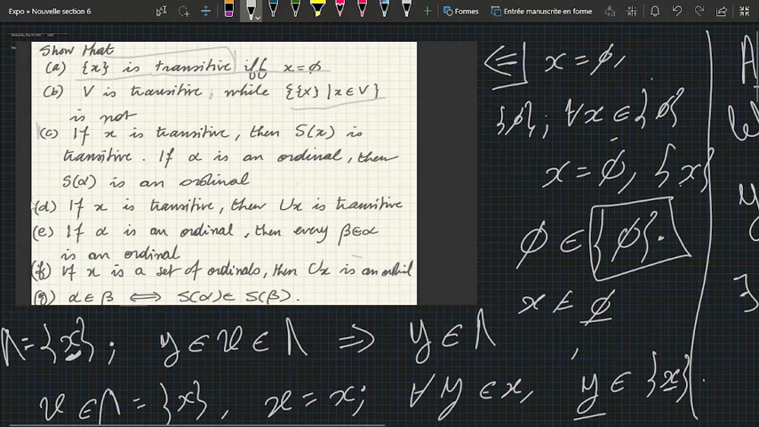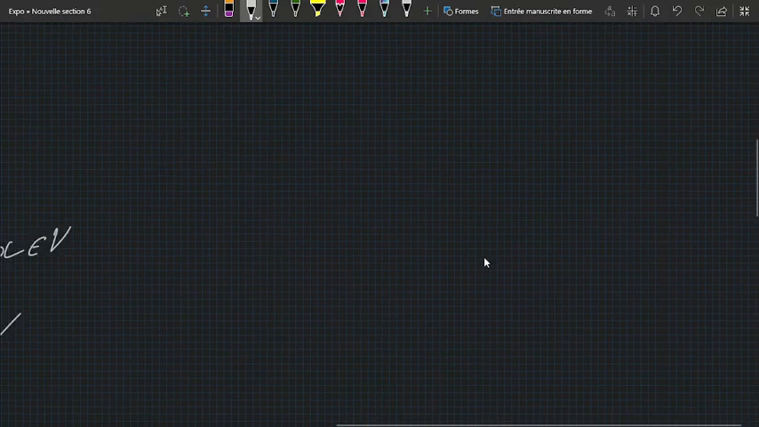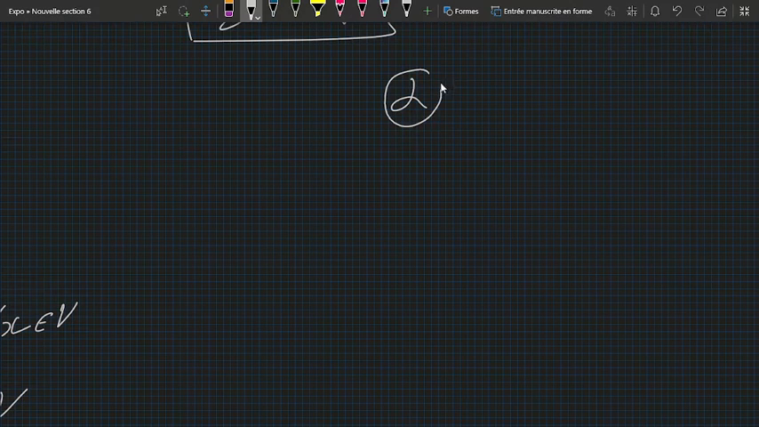Then we move to the next claim. If alpha is ordinal, then every beta who belongs to alpha is an ordinal, which means all the elements of an ordinal set are ordinals. So in this case, I will describe it using a tree. So we have alpha here. This is ordinal.